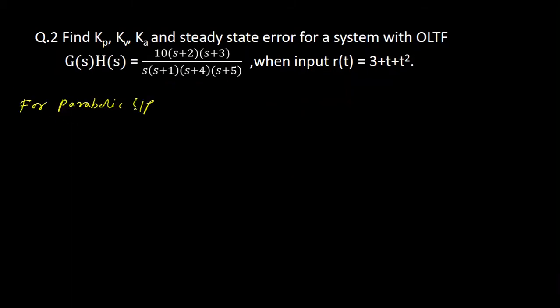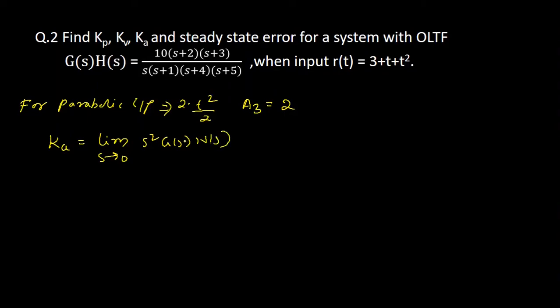Now for parabolic input, which is equal to 2 into t square by 2, the magnitude A3 is equal to 2. I have told you whenever the parabolic input signal is given, then acceleration error coefficient Ka will control the error. So Ka is equal to limit s tends to 0 s square into G(s) into H(s). When we put the value of G(s)H(s) here, one s will be remaining, and when we put the limit, we will get Ka equal to 0.